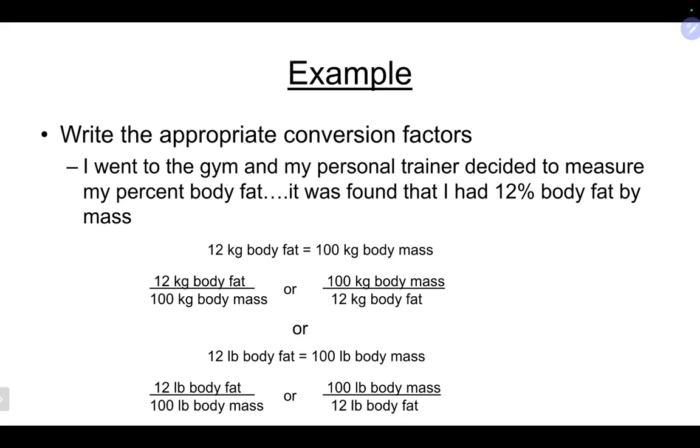So in this case, if we had 12% body fat by mass, we could do kilograms, which is a common unit of mass for people. That would be 12 kilograms of body fat per 100 kilograms of body mass. Or again, we could flip it around and use it the opposite way, 100 kilograms of body mass on top, 12 kilograms of body fat on the bottom. We could also do more of an English or US sort of conversion, 12 pounds of body fat per 100 pounds of body mass, or flip it around, 100 pounds of body mass to 12 pounds of body fat.